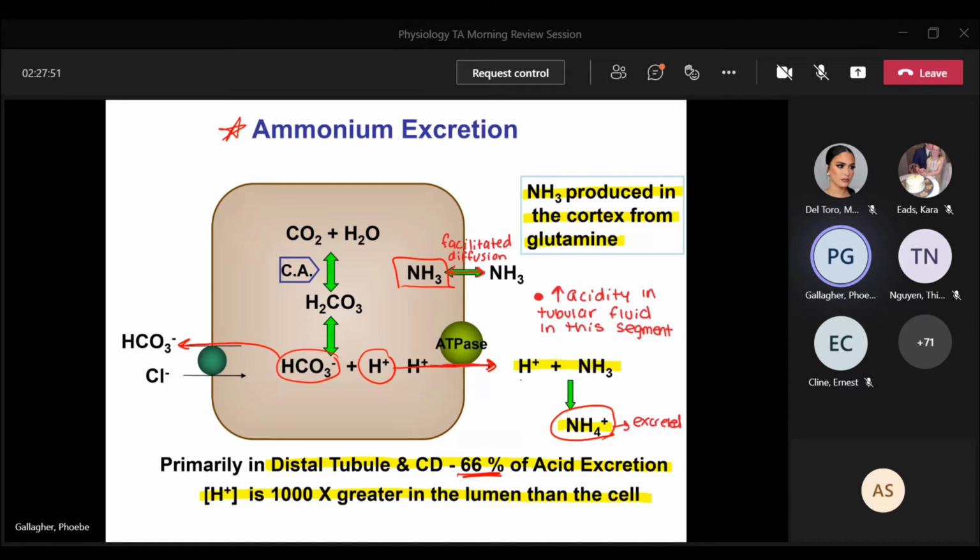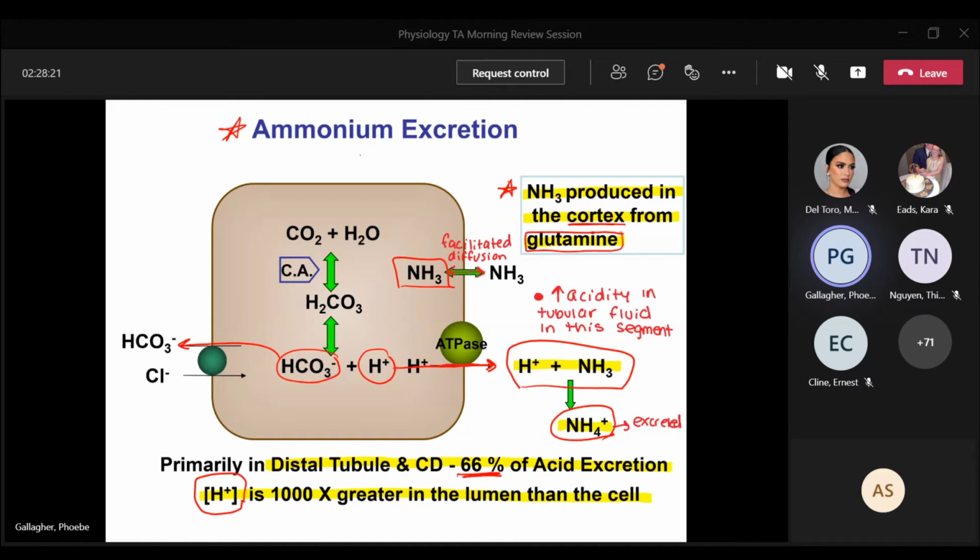It's going to bind to ammonia, and ammonia is going to kind of trap it, so it's stuck in the tubular fluid and needs to be excreted. So most of your acid excretion is through ammonia, and in the distal tubule and your collecting duct, you're going to see a very high proton concentration because this is where most of your acid excretion is occurring.